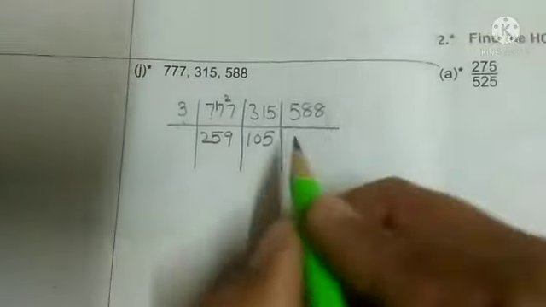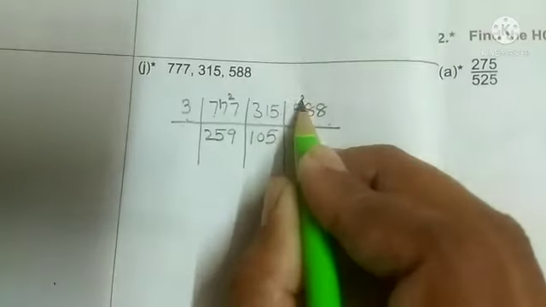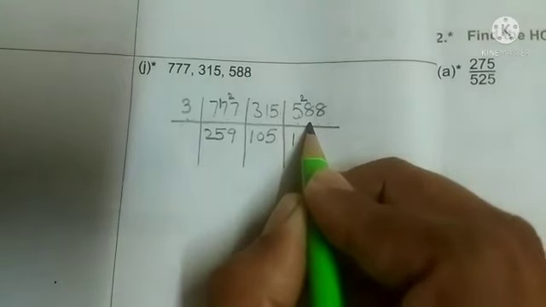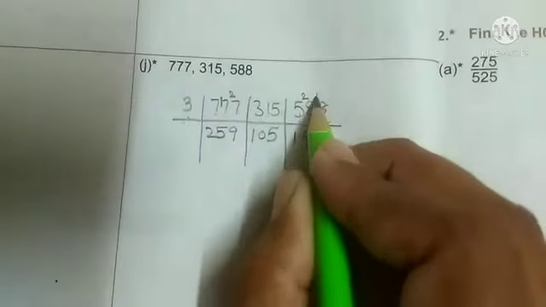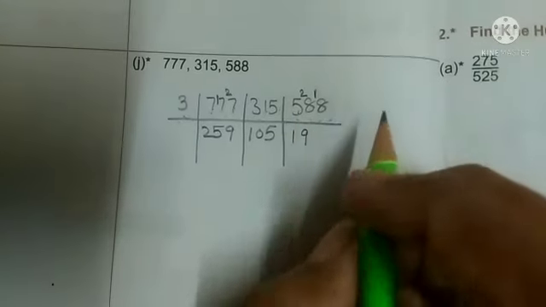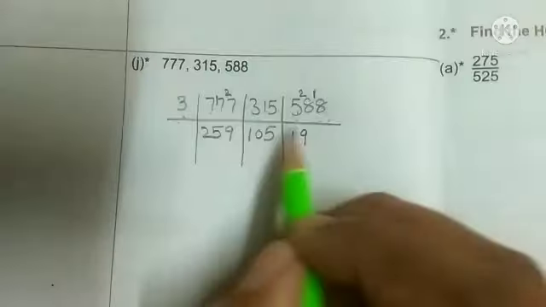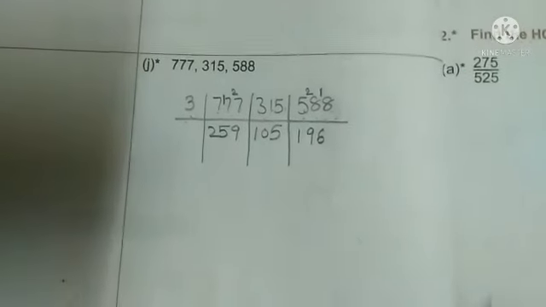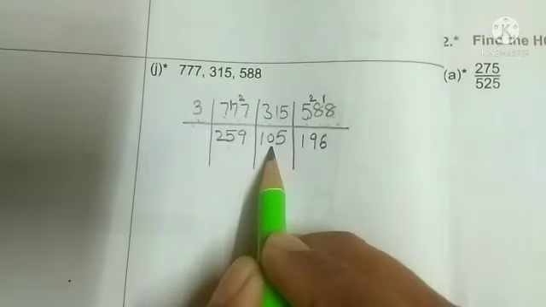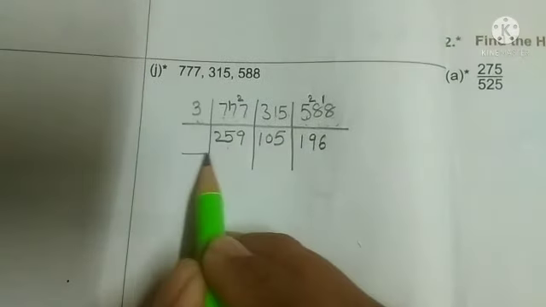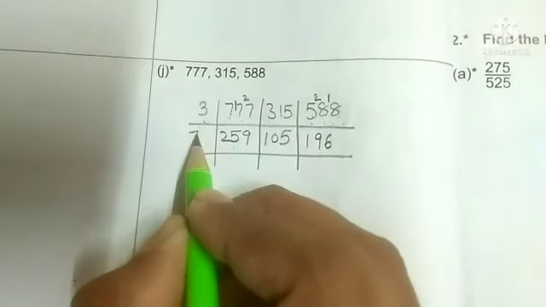Clear? Then 3 1s are 3. 5 minus 3 you will get 2. 2 you will carry with 8, it will become 28. So 3 9s are 27. 28 minus 27, 1 will be your remainder. Clear? 1 you will carry with this 8, it will become 18. So 3 6s are 18. Clear? Now 259, 105 and 196 are divisible by which number? So it is divisible by 7.